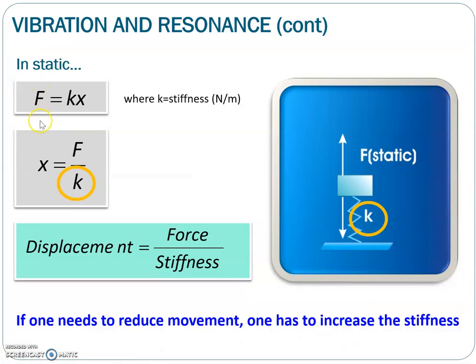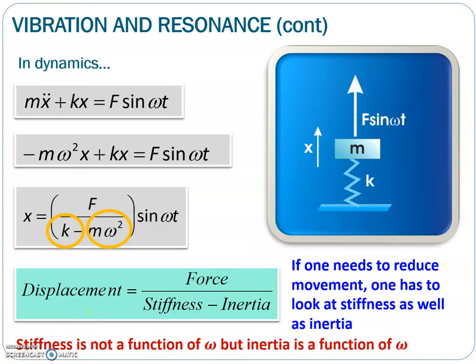In statics, we learned that F equals kx. Rearranging it, we obtain the displacement x equals force over stiffness, in which the stiffness is now acting as the resistance. If one needs to reduce movement, one can increase the stiffness. In dynamics, the inertial force as well as the stiffness force come into play and contribute to the overall movement as shown in the equation of motion.